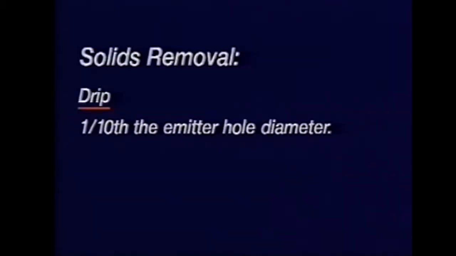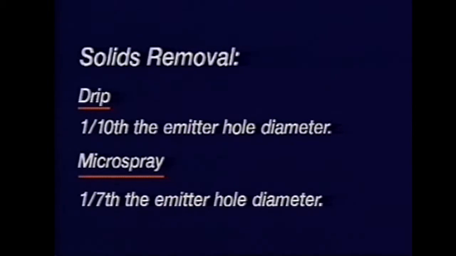Of course, filters used in agricultural irrigation do not remove salts, they only remove solids. As a rule of thumb, all particles greater than 1/10 the diameter of drip emitter holes should be removed. For microspray systems, which have shorter passageways than drip emitters, the general rule is to remove all materials greater than 1/7 the sprayer hole diameter.